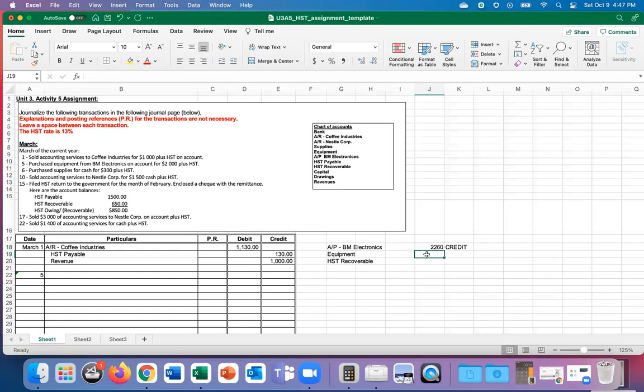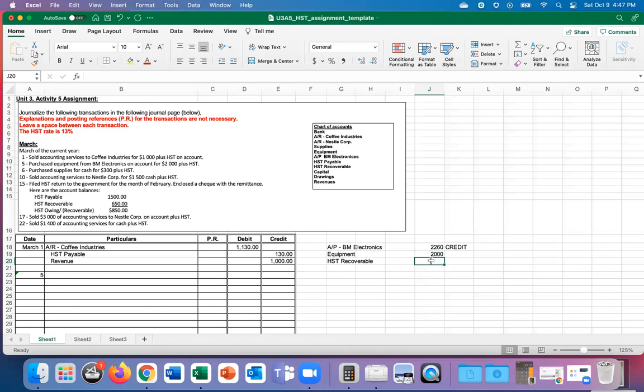The next one, equipment. On this one, we have to figure out how much the equipment we bought is valued at, right? So that we can record that value in our equipment account. So we got $2,000 worth of equipment from BM Electronics. It won't be this same number here, the 2,260, because we can't claim the tax amount as the value of the equipment, right? So the equipment is only worth $2,000, even though we paid $2,260.